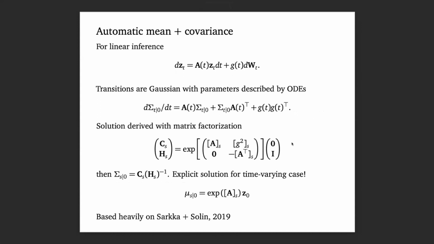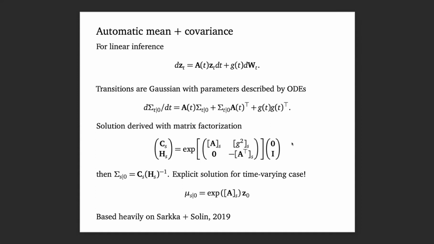And you get this kind of funny looking differential equation, but you can actually solve this, and you can solve this using matrix factorization, meaning that you can write down 2 matrices whose solutions are known in closed form. This is a matrix exponential, and this is a multiply right here. And then we can say that the covariance matrix is the product of C_t and H_t inverse. So in this sense, the covariance matrix is in closed form up to this matrix exponential.